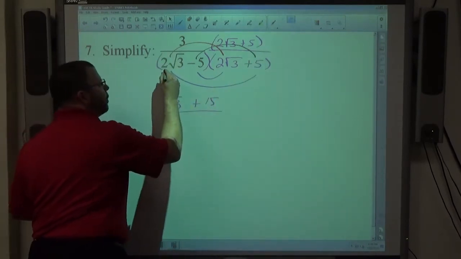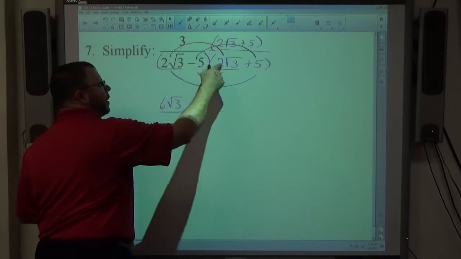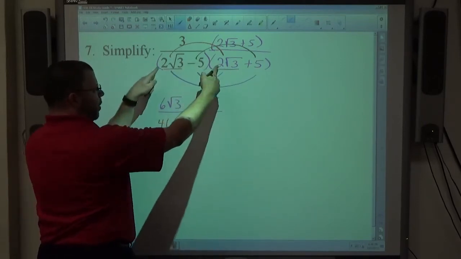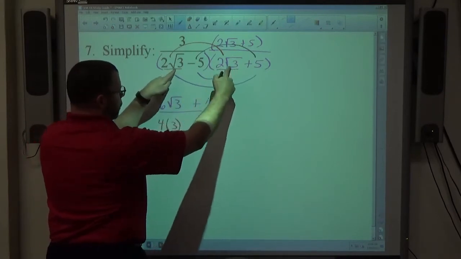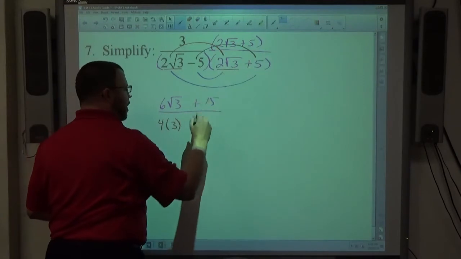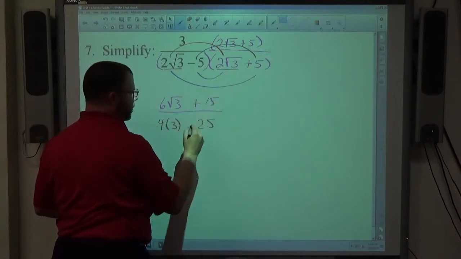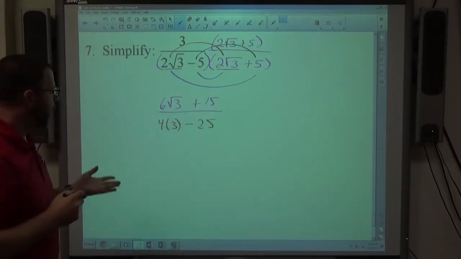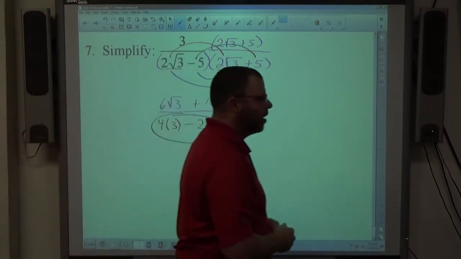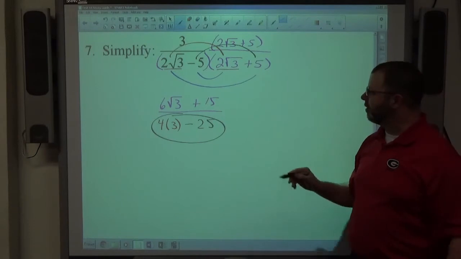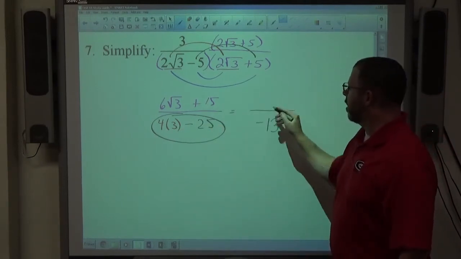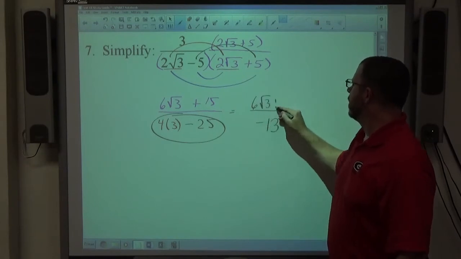Keep in mind when you're multiplying the first, whole number times whole number, square root times square root, we're going to get a whole number product and we're going to get square roots making another whole number. Those two have to multiply together. 5 times 5 is 25 and they're opposite signs, so they're minus 25. And all that's left to do then is to make this the simplest it can be. So multiply 4 and 3 and subtract 25. So we end up with on the bottom 12 minus 25 is negative 13. On top 6 times the square root of 3 plus 15.